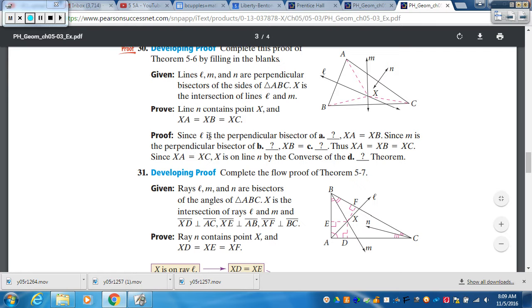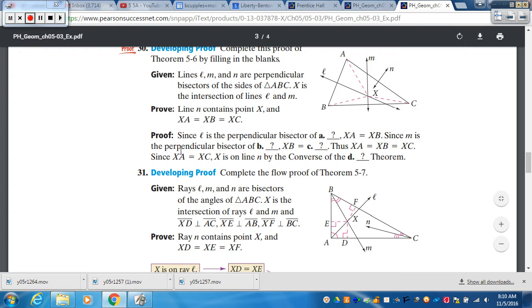Proof. Since L is the perpendicular bisector of, now which line would L be the perpendicular bisector of? It's not, obviously not the perpendicular bisector of BC because it's not meeting at the middle or forming a right angle. So I'm going to say L is the perpendicular bisector of segment AB. We know that XA is equal to XB. We talked about that. The perpendicular bisector theorem says any point on that perpendicular bisector is the same distance from both endpoints A and B.